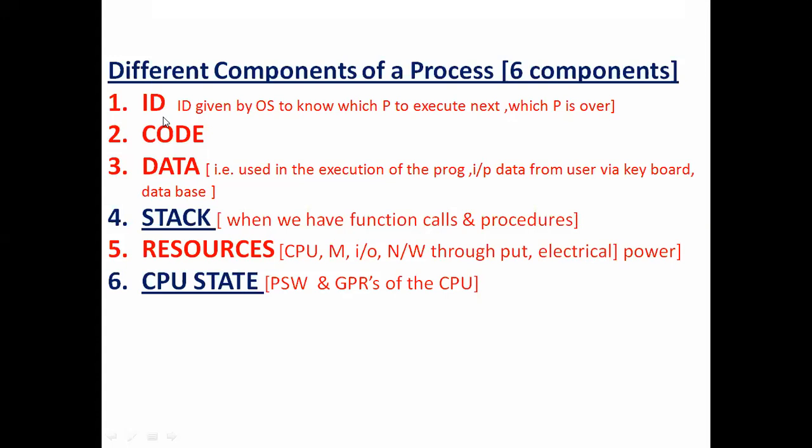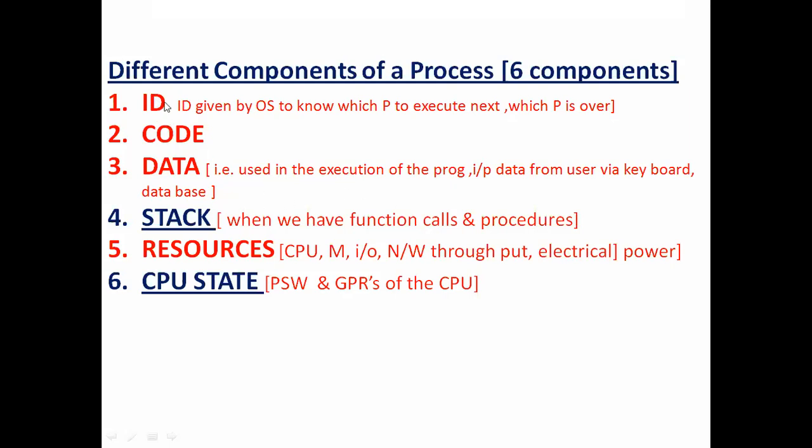Starting with the ID. The ID is given by the operating system so as to know which process to execute next, which process is over, and how to identify the process. All this information will be known to the operating system if and only if the process is given an ID. This is the unique ID assigned by the operating system to the code, the program, or any process.